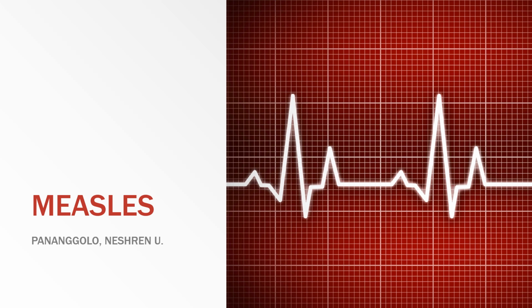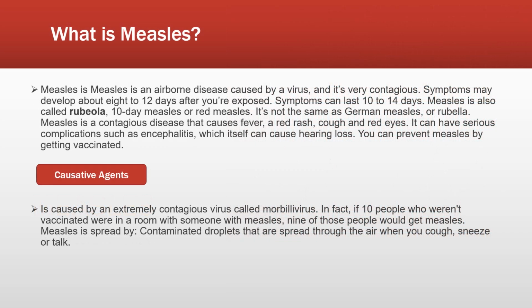And for today, we're gonna talk all about measles. Before all, we should know what measles is. Measles is an airborne disease caused by a virus and it is very contagious. Symptoms may develop about 8 to 12 days after you're exposed. Symptoms can last 10 to 14 days, and measles is also called rubeola, 10-day measles, or red measles. It's not the same as German measles.